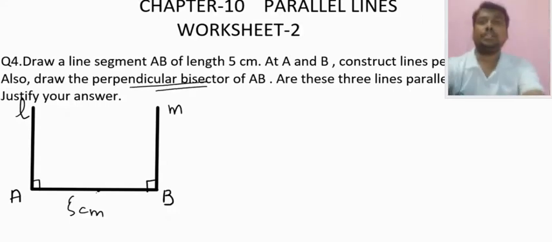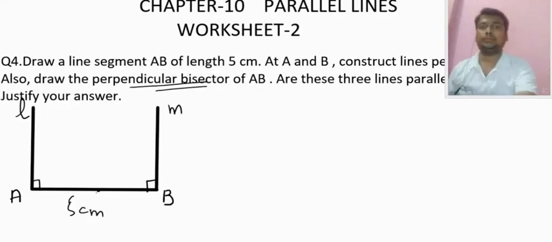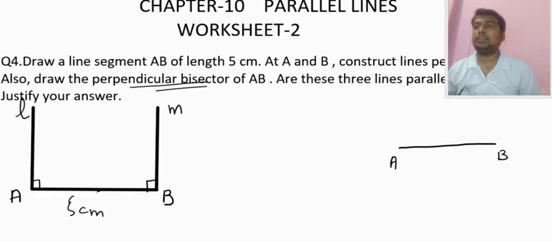Let AB be the line segment in which we have to draw LA and MB perpendicular. The length of AB is 5 cm. So now first of all I will discuss what is perpendicular bisector.